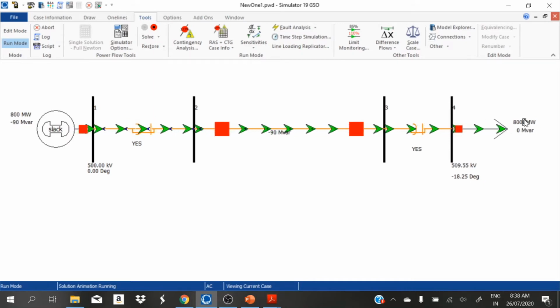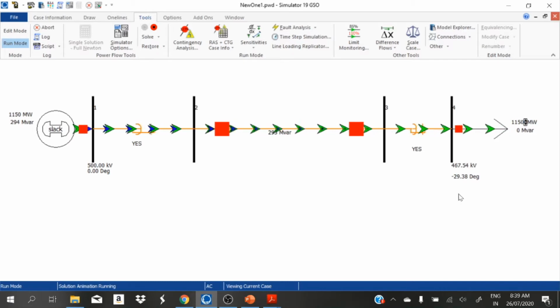So by using this series compensation, we can increase the loadability of our system. Now we can note down the voltage at the sending end and the receiving end. Our system is operating at 500 kilovolts. The voltage is reducing slowly as the load increases. Here you can note down the power angle. It is now 29.